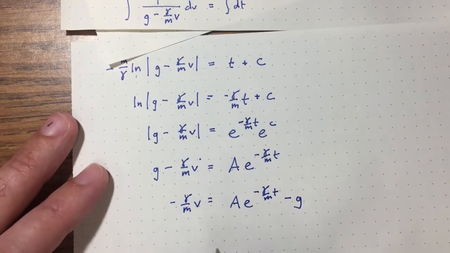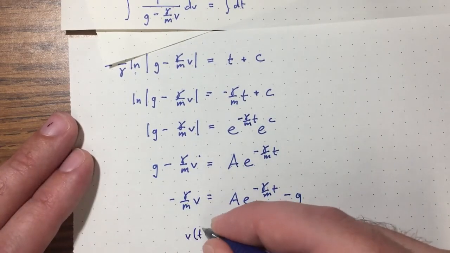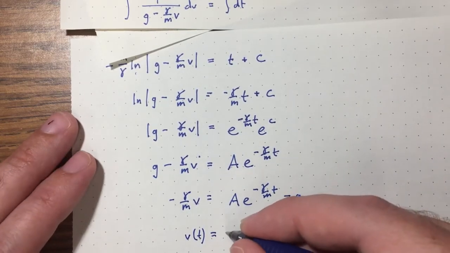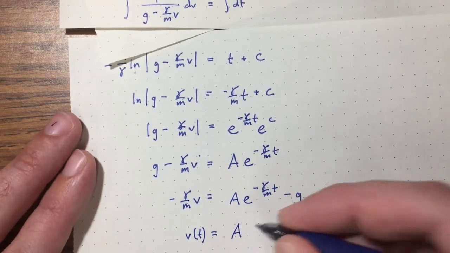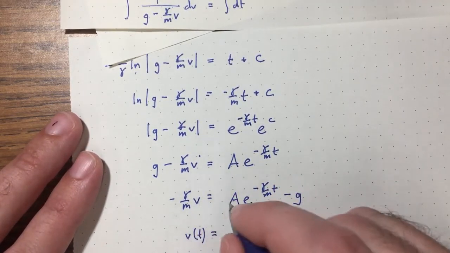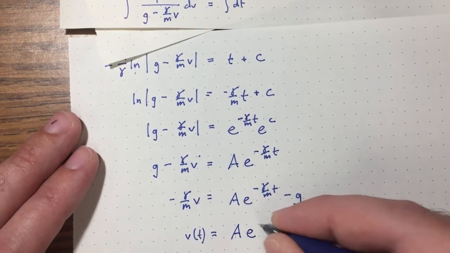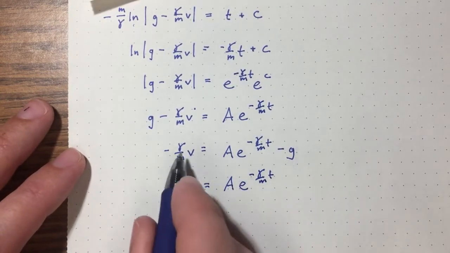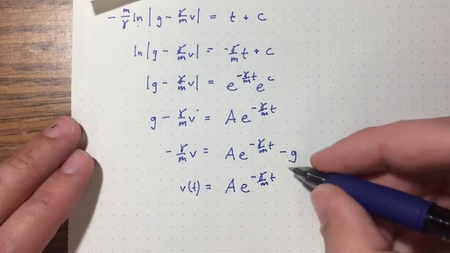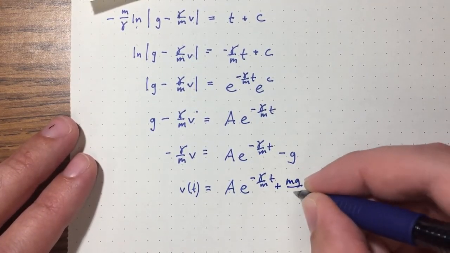Minus g. And then we'll multiply by negative gamma over m. And then we should be done. So our function v of t is, well, again I can replace this a with a times negative m over gamma. This one I cannot replace, because these are all fixed constants: gamma, m, and g. So what do we get here? We get plus mg over gamma.